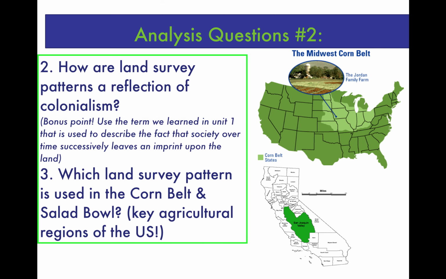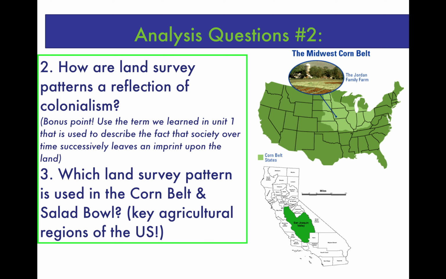The idea here is that over a successive period of time, the land will start looking one way, and then each successive group will shape it in some way. If you can effectively remember that term and utilize it in your response, that would be one bonus point. Number 3, I want to clarify which land survey pattern is used in the Corn Belt and the Salad Bowl.